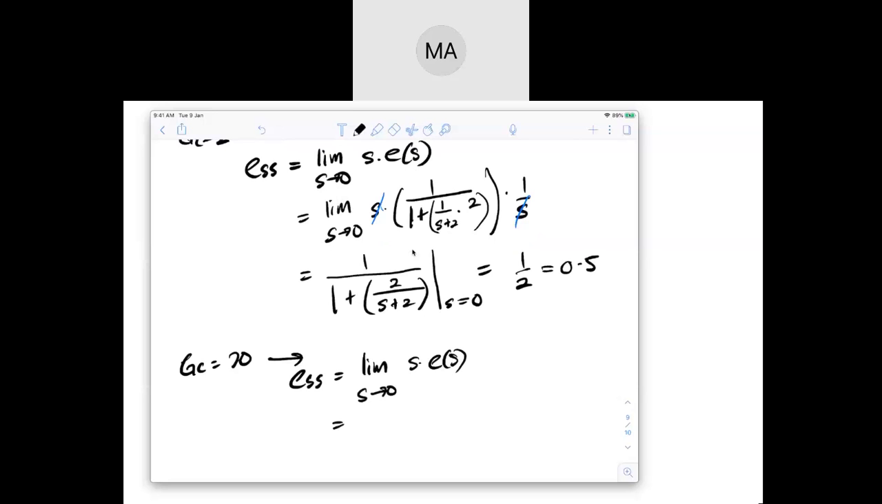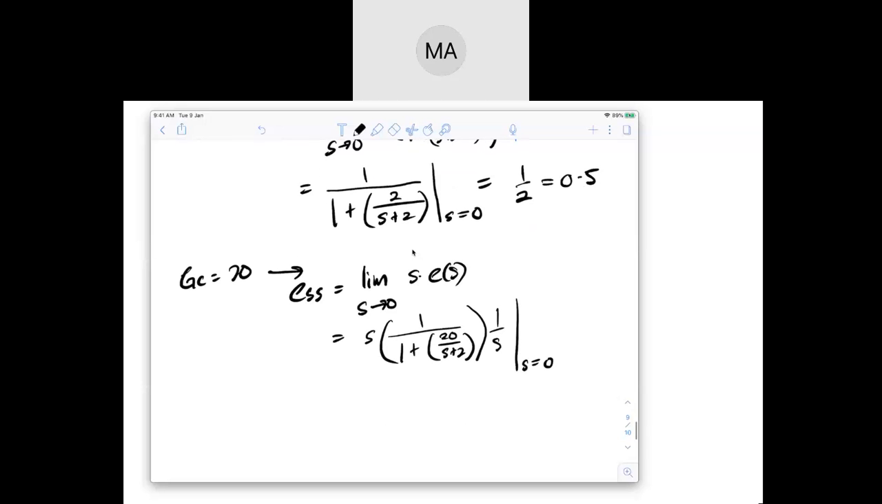So it's becoming S multiplied by 1 over 1 plus, in this bracket, instead of 2 over S plus 2, it's now 20 over S plus 2, isn't it? 20 over S plus 2 multiplied by S, and then S equals 0. So we cancel that part from that. Then I substitute S equals 0 into the equation.